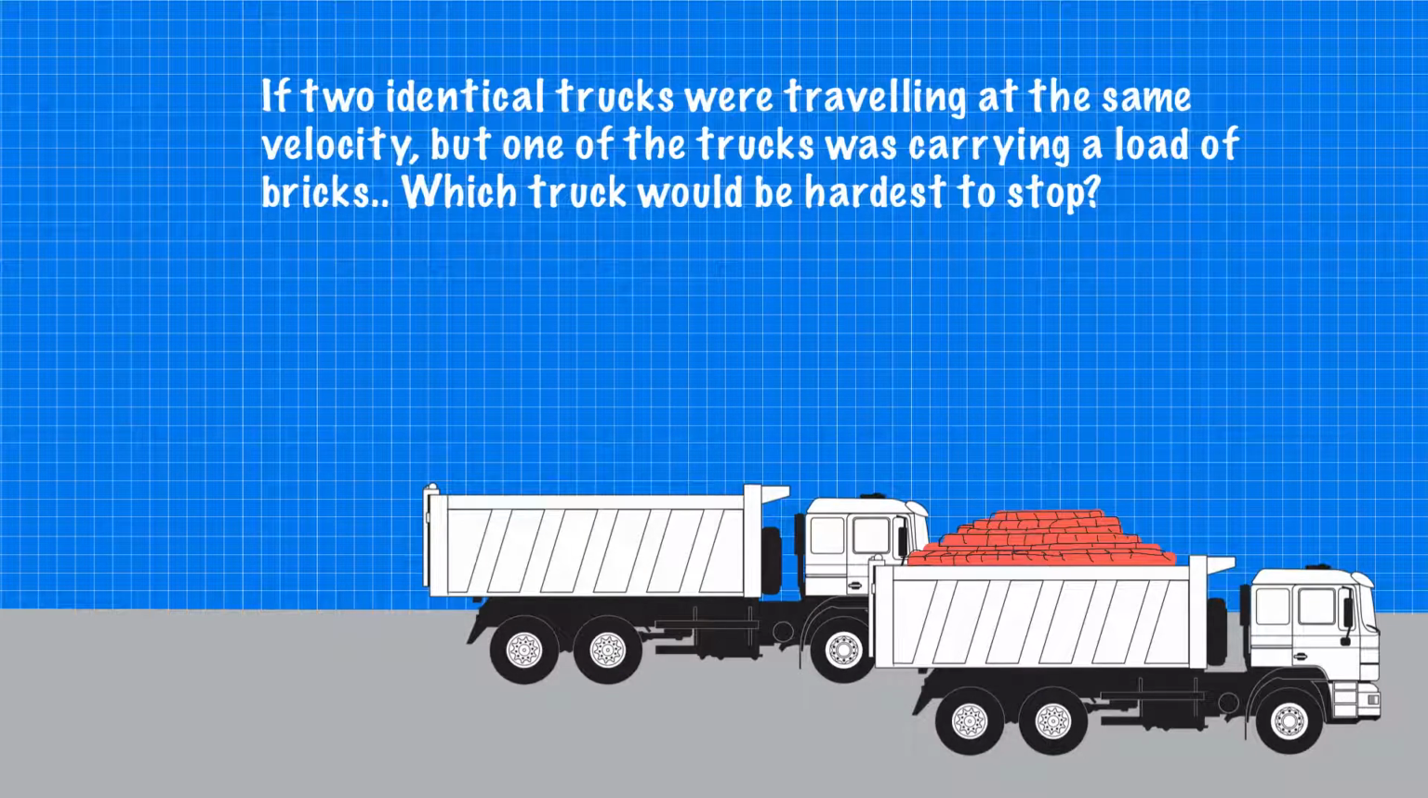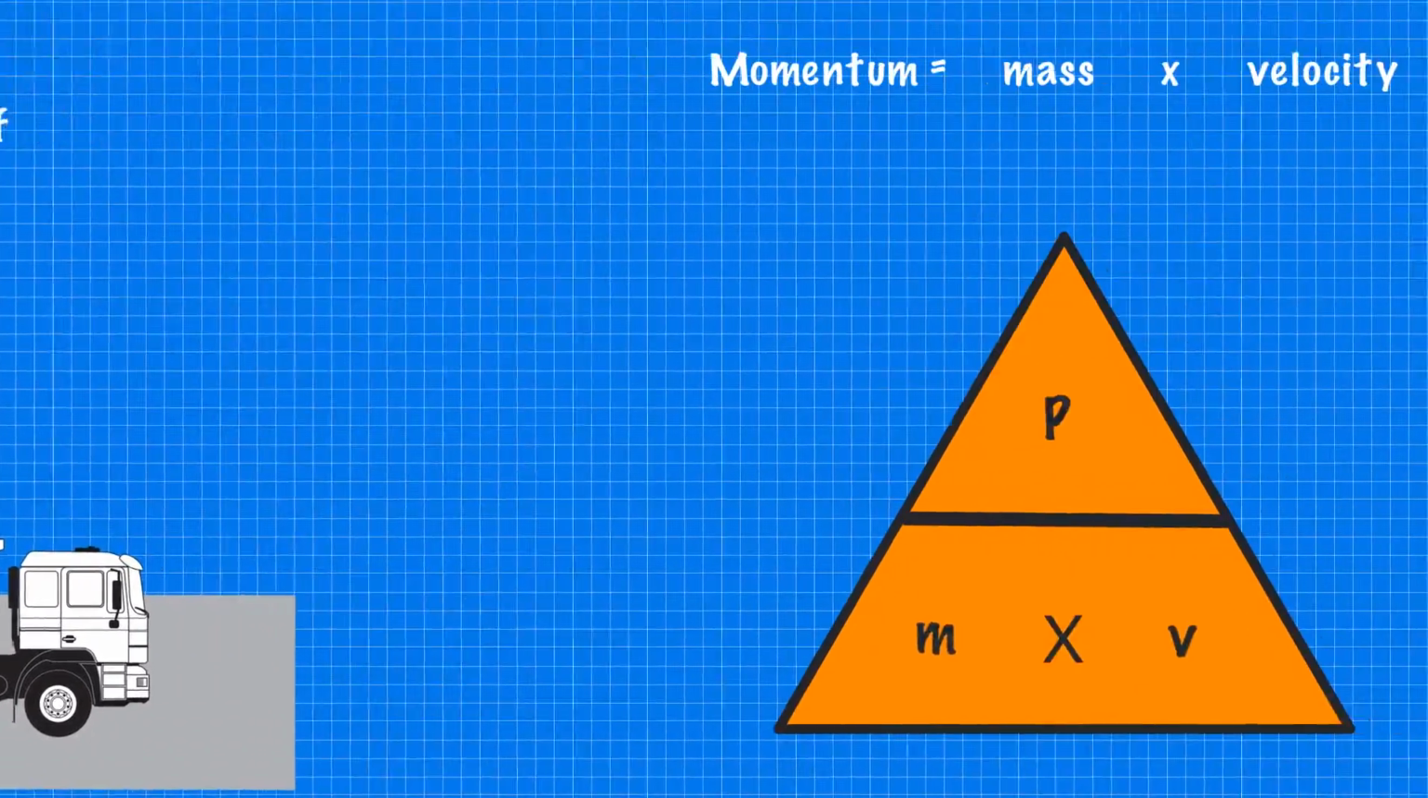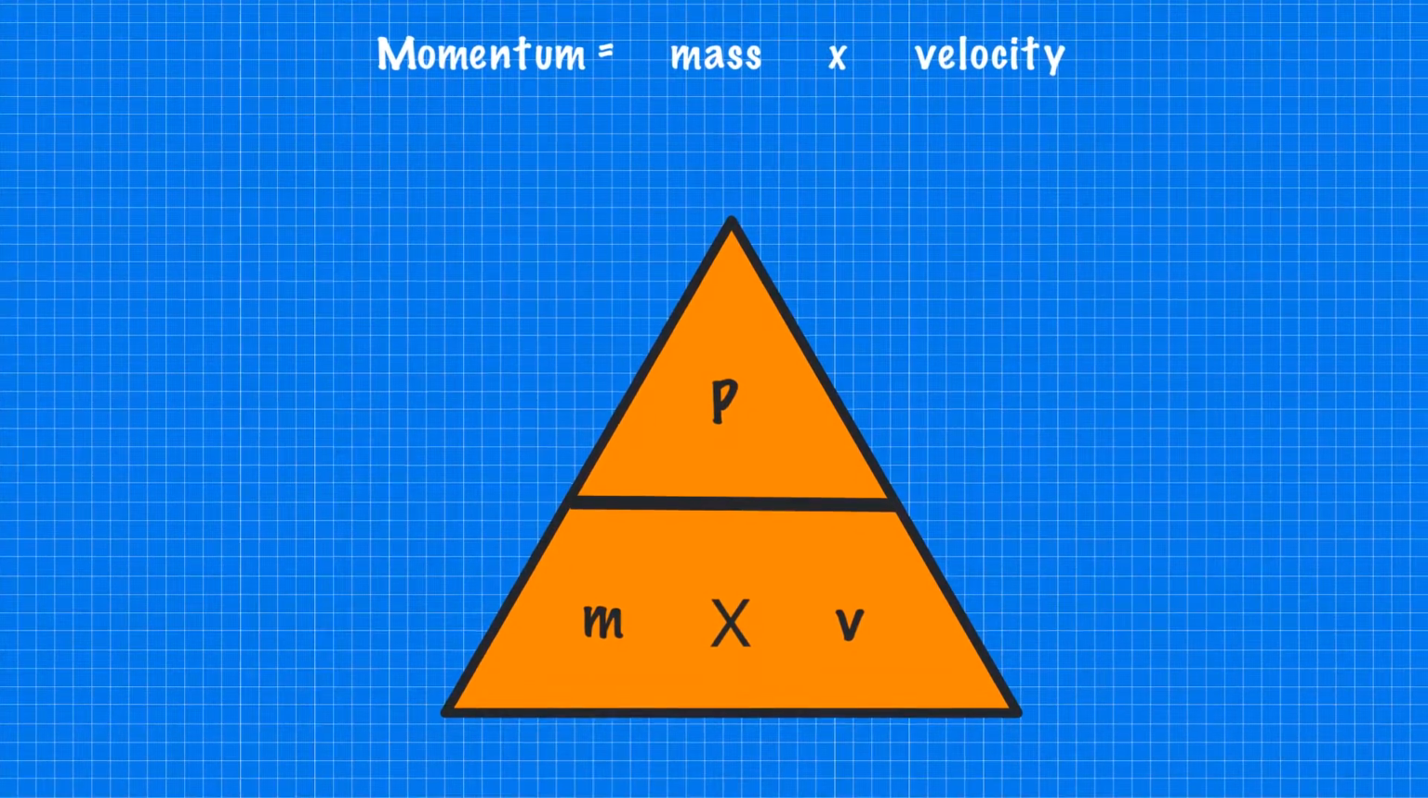And the reason for that is because the truck with the load of bricks, even though they both have the same velocity, has a greater mass, which would make it harder to stop. And this idea of mass affecting the way something moves leads us to the idea of momentum. Now, momentum can almost translate as strength of movement, and it relates these three things. Momentum relates mass and velocity to each other.